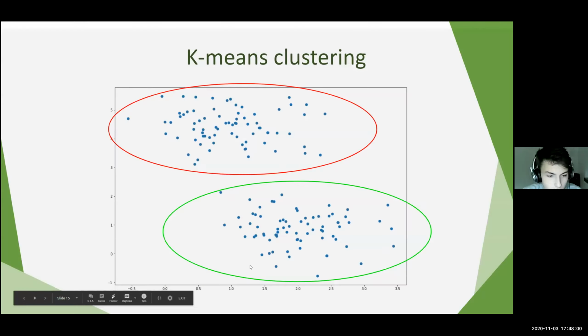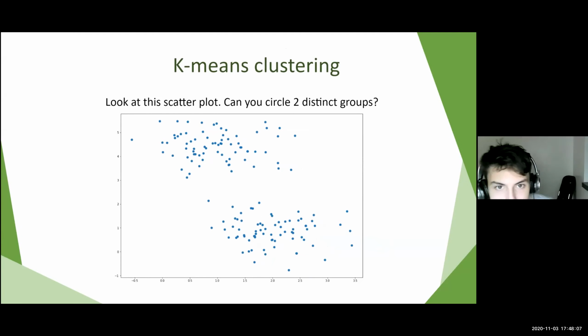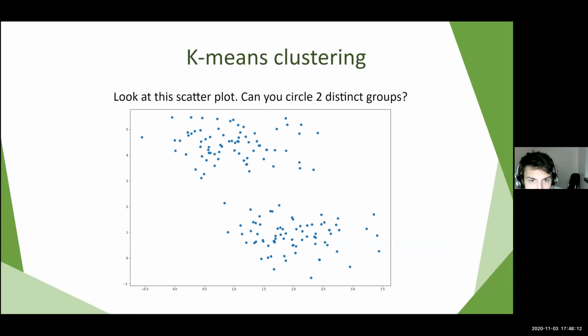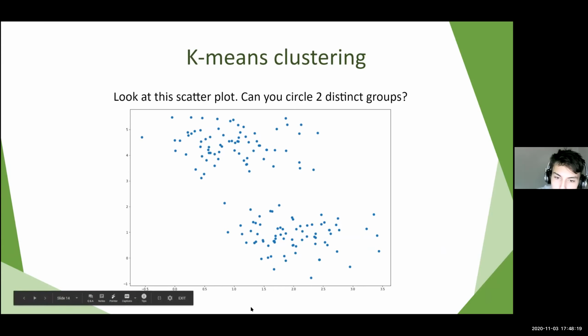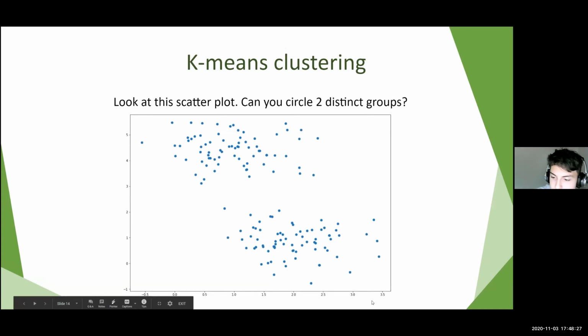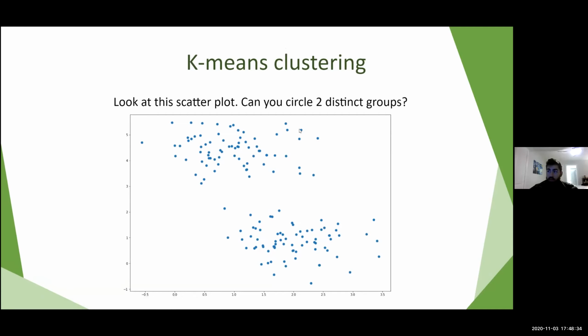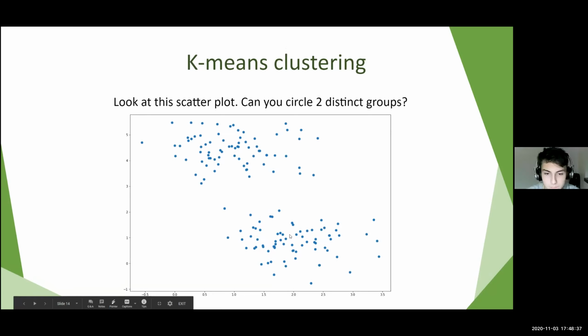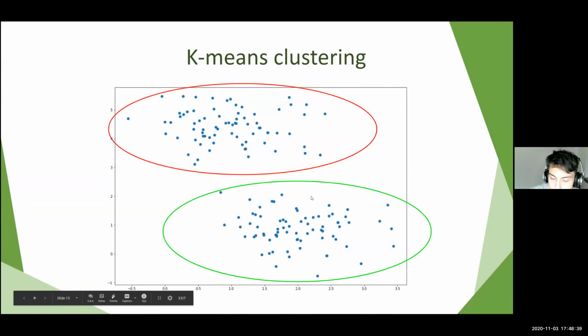So we're going to be covering a type of clustering called k-means clustering. But before I explain how it works, can you look at this scatter plot and circle two distinct groups? Looking for a yes or a no. Yes. Yes. Yes. Now, where are those groups? The top left and the bottom right. Awesome. So yeah, most people would circle these two groups.